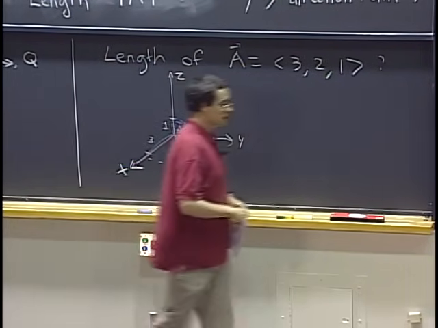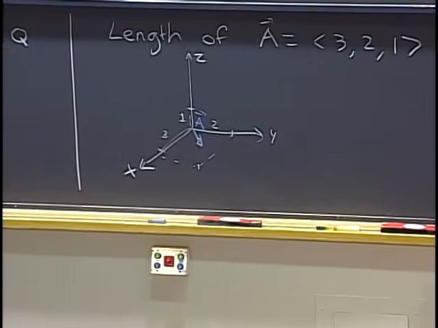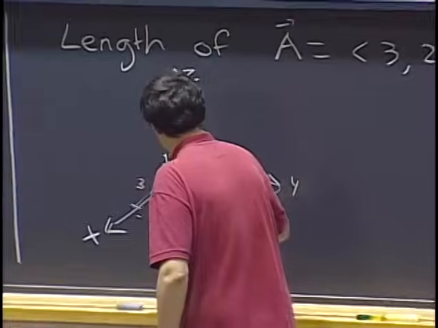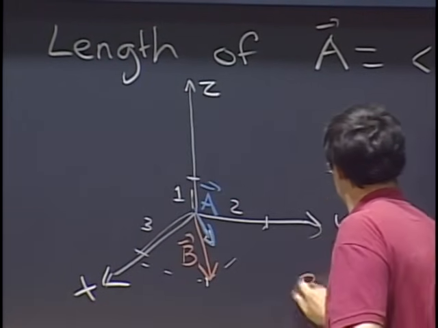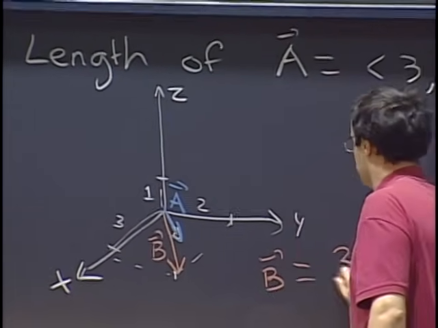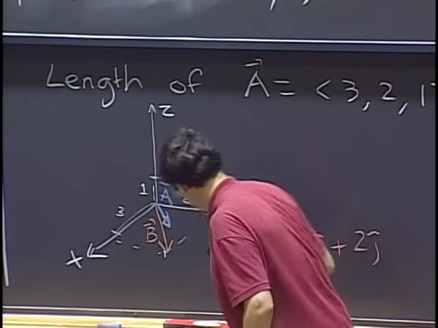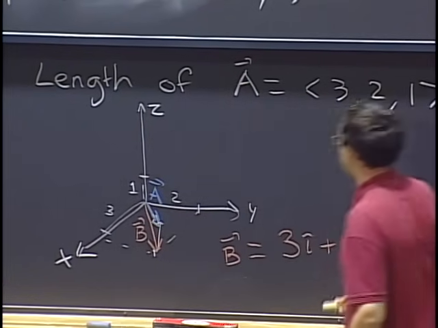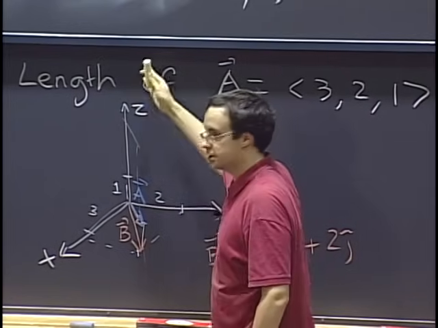So how do we get its length? Well, maybe we can start with something easier, the length of a vector in the plane. So observe that A is obtained from a vector B in the plane. Let's say B equals 3i hat plus 2j hat. And then we just have to still go up by 1 unit. Okay? So let me try to draw a picture in this vertical plane that contains A and B.